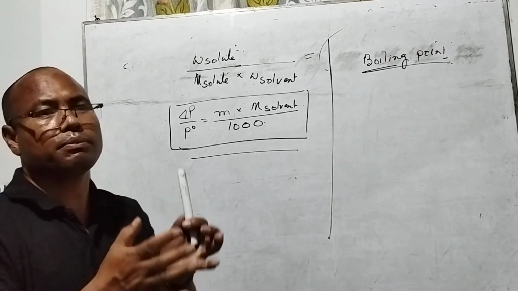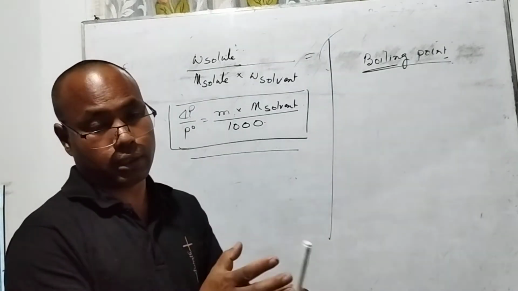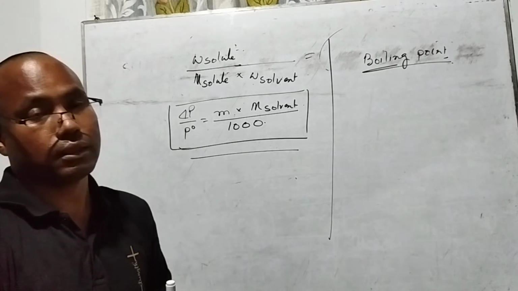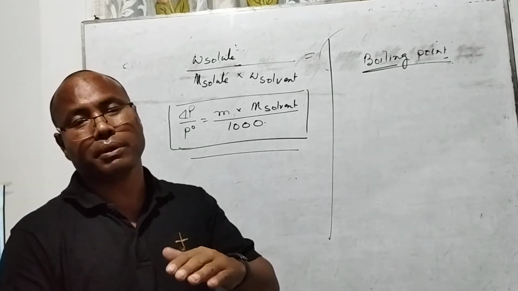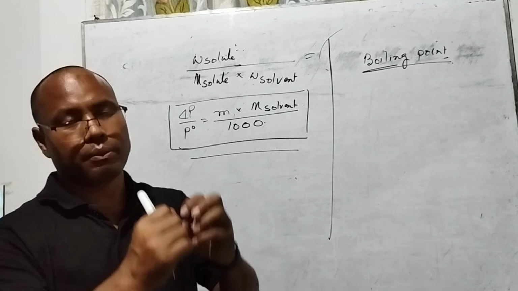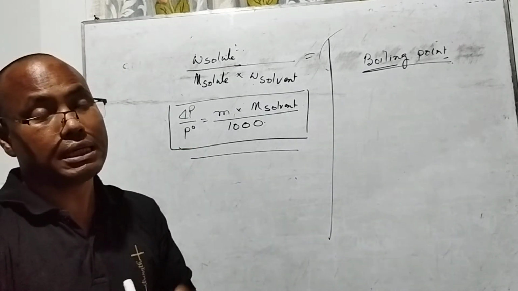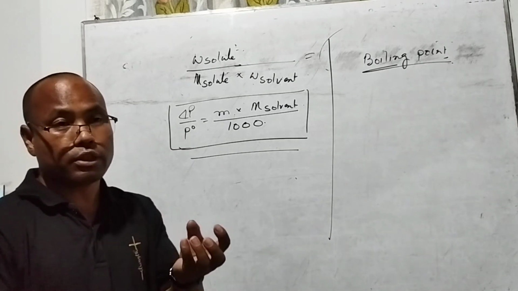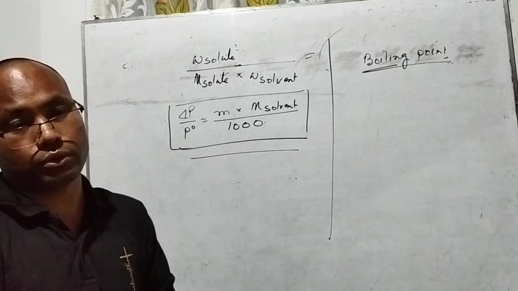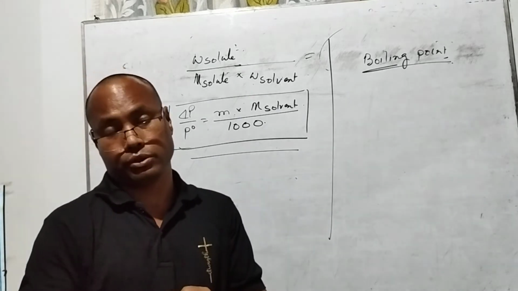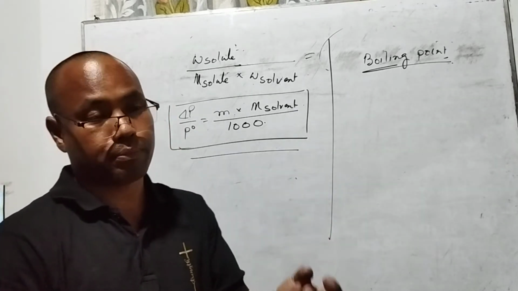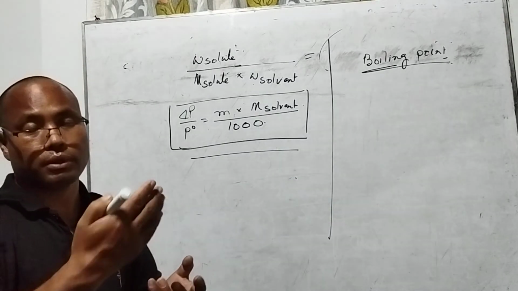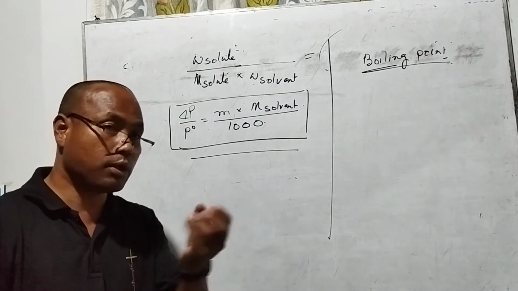What is the relation between the vapor pressure and the boiling point? Lowering the vapor pressure means those liquids having low vapor pressure are difficult to vaporize, right? That means in order to vaporize that liquid, we require more temperature. The temperature at which the liquid is converted into vapor is what we call the boiling point.